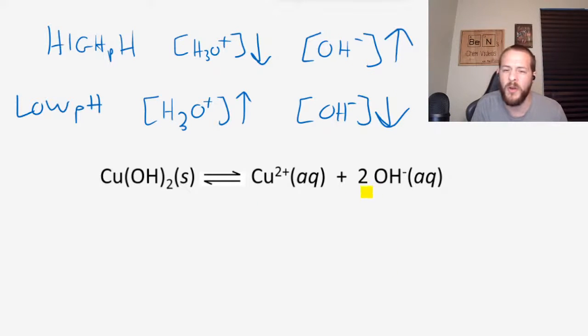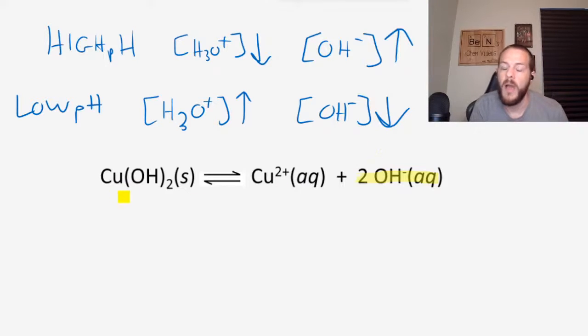Now, if we have a large concentration of hydroxide ion, that's a product in this equation, isn't it? And if we add a product to a reaction at equilibrium, that's a disturbance. According to Le Chatelier's principle, this reaction at equilibrium is going to respond in a way that opposes the disturbance. And so it's going to react more in the reverse direction to become the reactant, the copper 2 hydroxide.